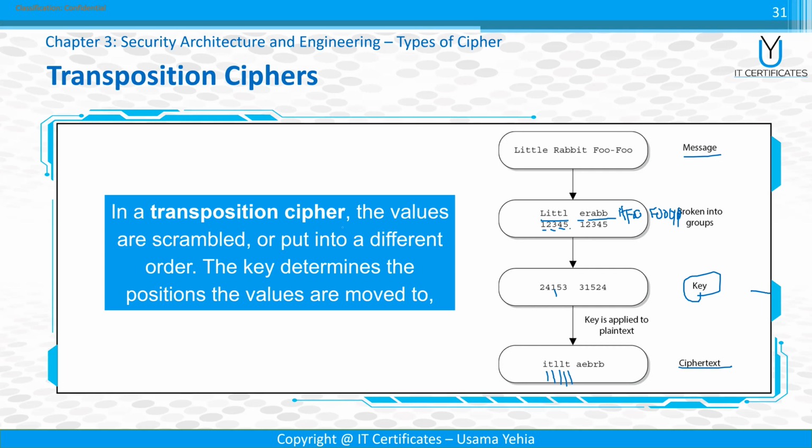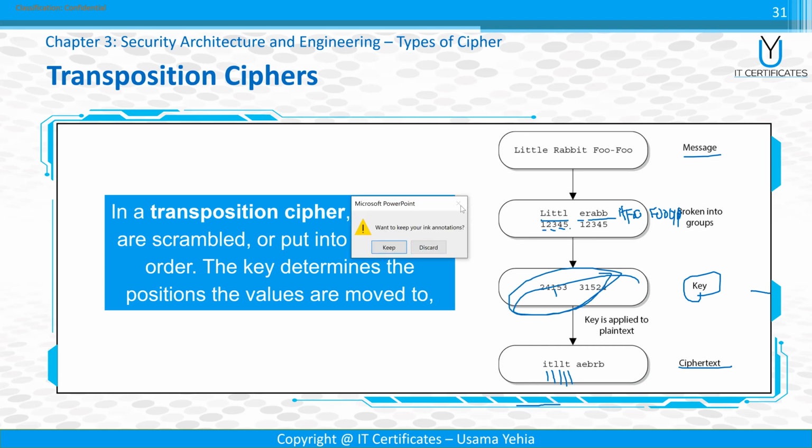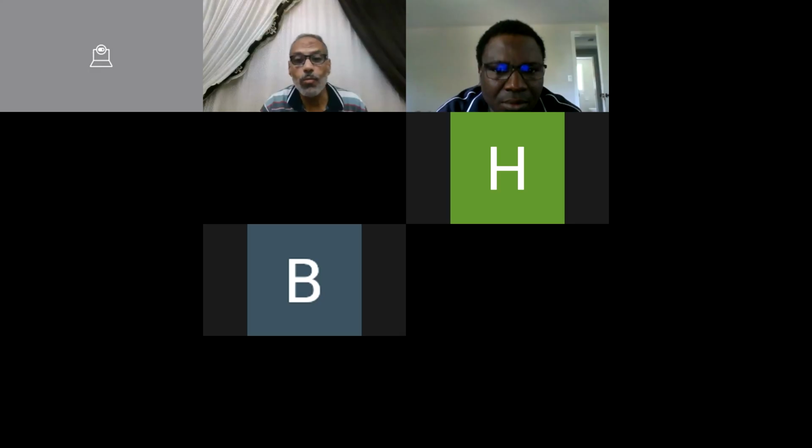Now, what did we do? We changed the position of the characters based on a specific key. Of course, this key must be available with the sender and the receiver. It must be available with the sender and the receiver. Otherwise, they will not be able to read it.